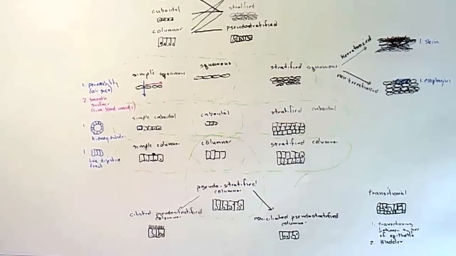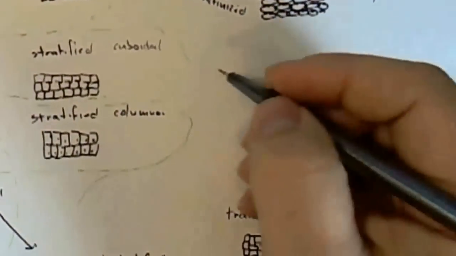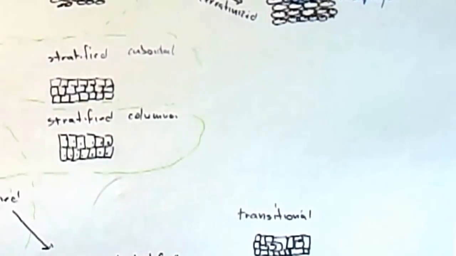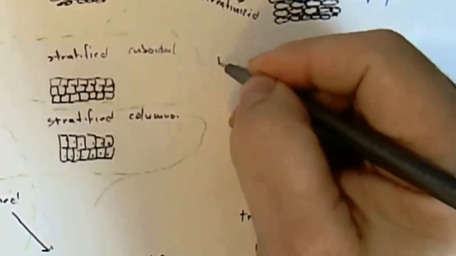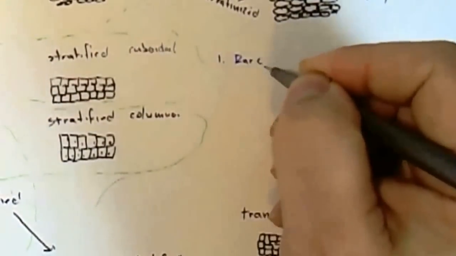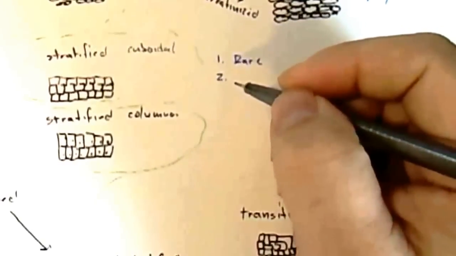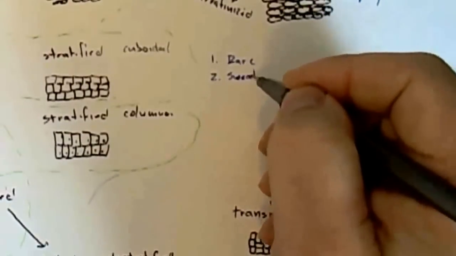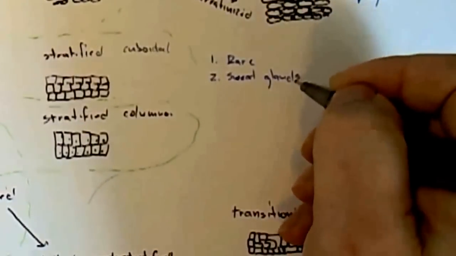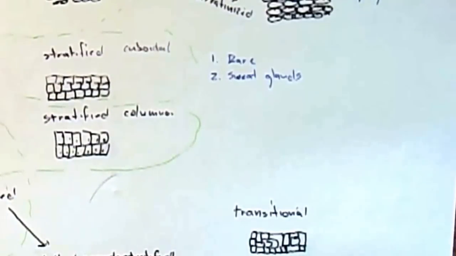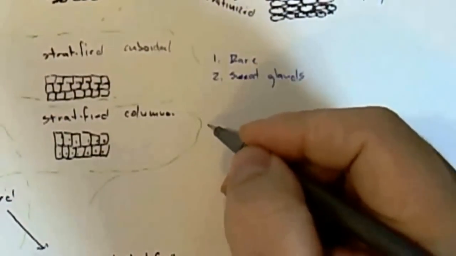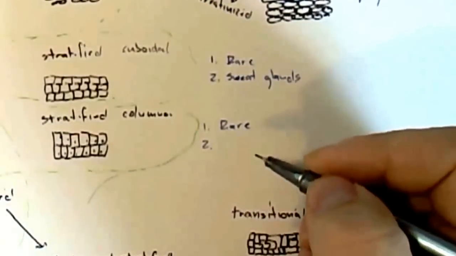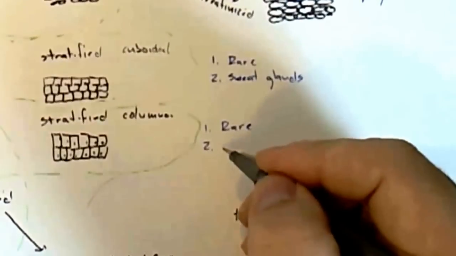Now stratified cuboidal, in all honesty, is pretty rare. So this one is rare in the body. So we're just going to write that this guy is rare. But if you're forced to give an example, you would say sweat glands. Stratified columnar, it's also really rare. But if you're forced to give an example, you'd say the pharynx.